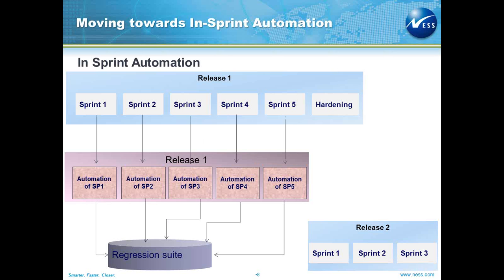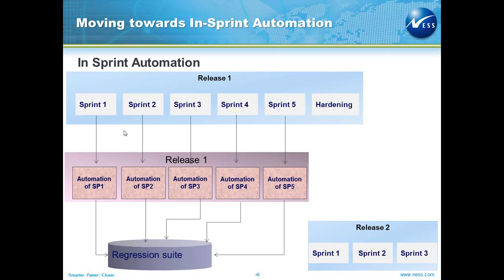If I do this, what are the benefits that I get? As soon as my sprint 1 finishes, I have automated all the features that I can automate for sprint 1. That means I have some suite that is already created and which I can run even at the start of sprint 2. Similarly for sprint 2, I have automated everything. So as my sprints are getting over, my regression suite is also being built up.